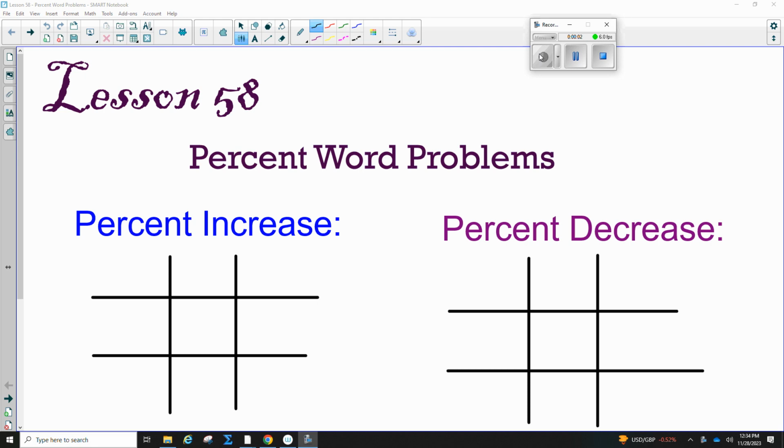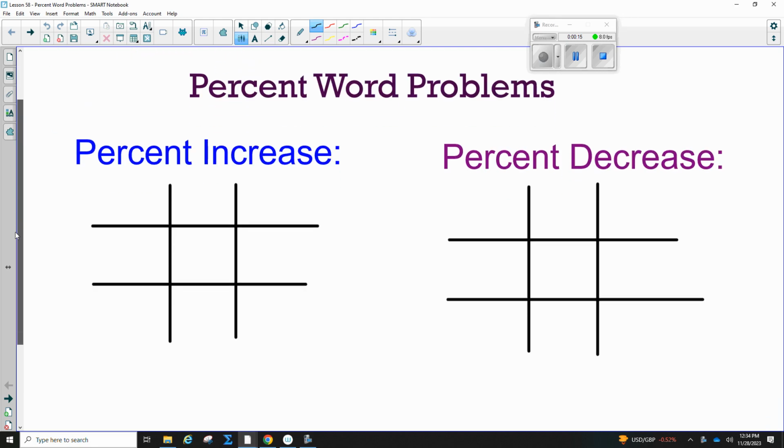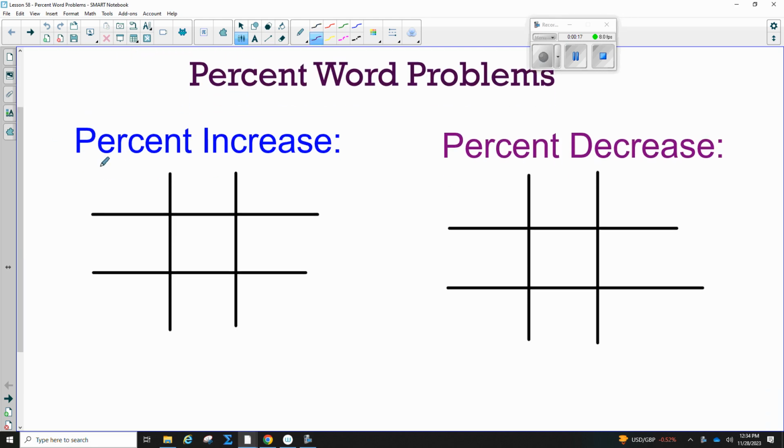All right, lesson 58, percent word problems. These are more either percent increase or percent decrease. So we did increase already, so this will be a review for the percent increase. That would be a BIA box, which stands for before, increase, after, and the before is always 100%.